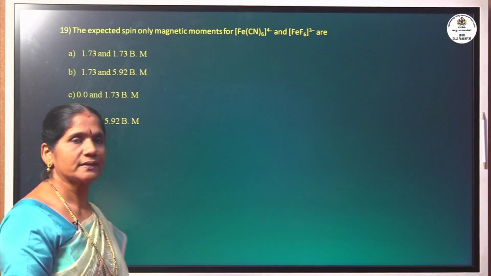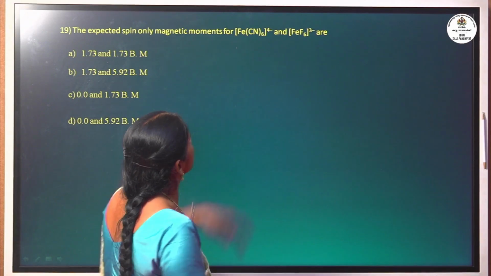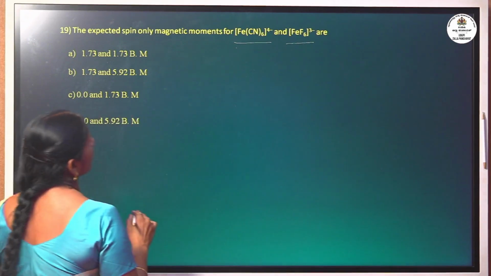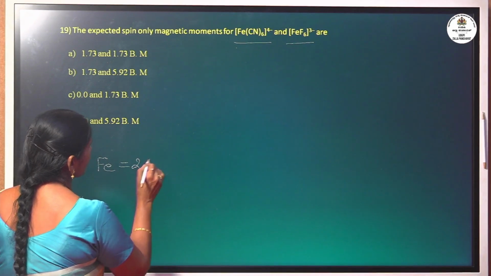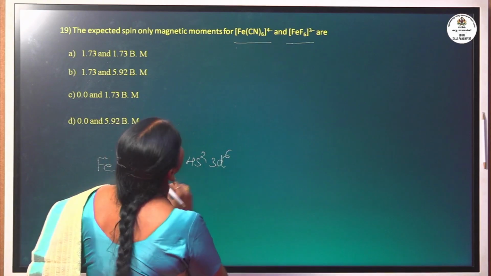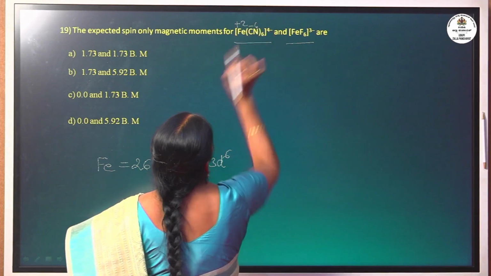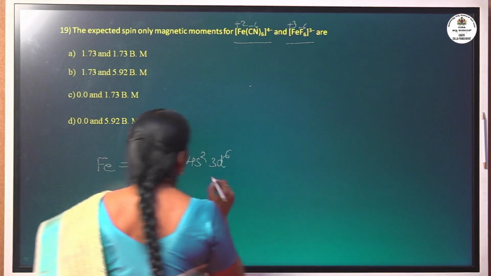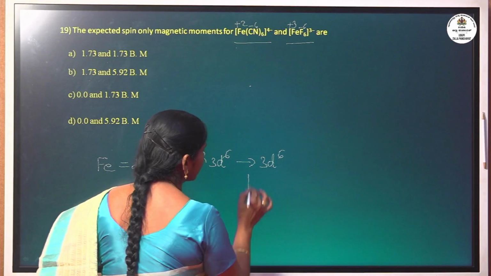Next question, we will concentrate on this question. The expected spin only magnetic moments for Fe hexacyanido and hexafluorido complexes are. So you have to go through the electronic configuration. Iron is 26, so it is 4s2 3d6. The charge on the first is -6, the cyanide is -4, so iron is +2, and here the charge is -6 and -3, so it is +3. In the first compound it's +2, it is 3d6.